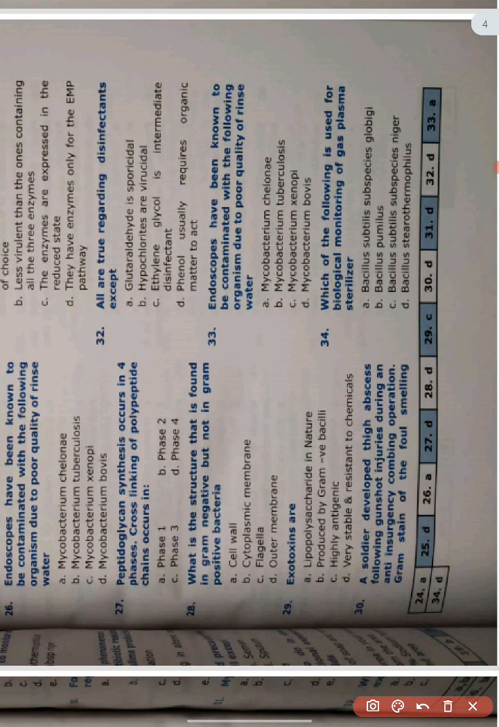So, gram-negative and gram-positive bacteria, both of them have cell wall. Both of them have plasma membrane or cytoplasmic membrane. Both of them have flagella. But gram-negative have a special thing, that is outer membrane. Outer membrane is absent in the gram-positive bacteria.